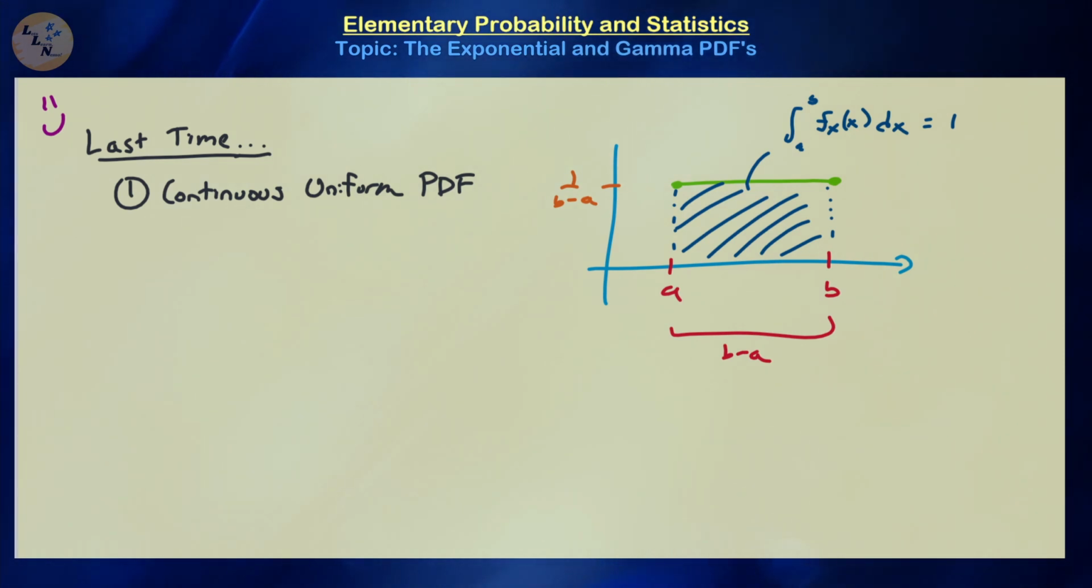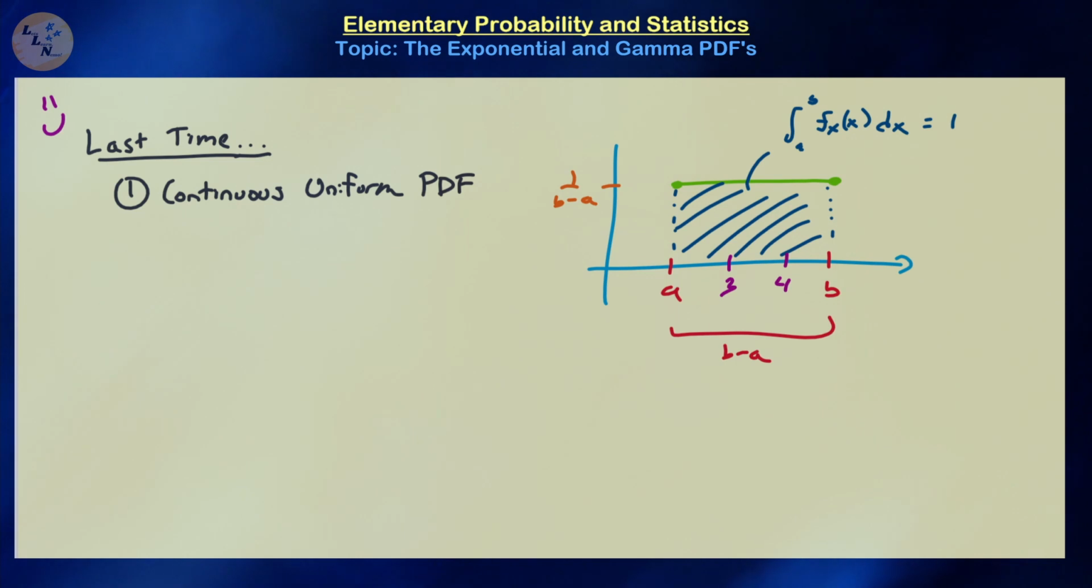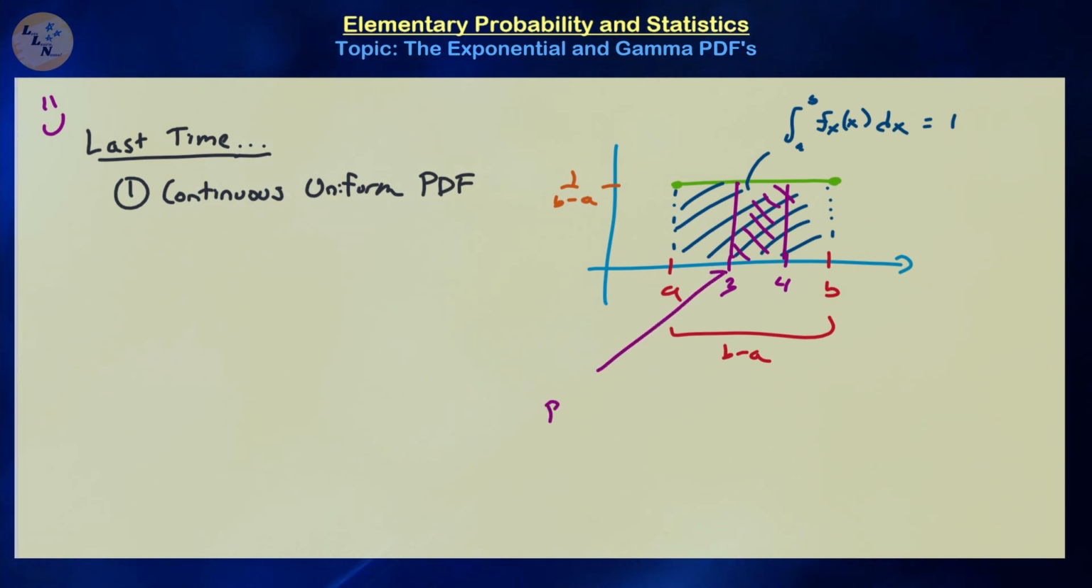And then we can calculate probabilities on this. For example, what is the probability that a randomly selected value between a and b lies between some other two numbers, for example 3 and 4? We'll just simply find the area of this little box here, and that would give us the probability, right? So that is the probability that x lies in between 3 and 4.